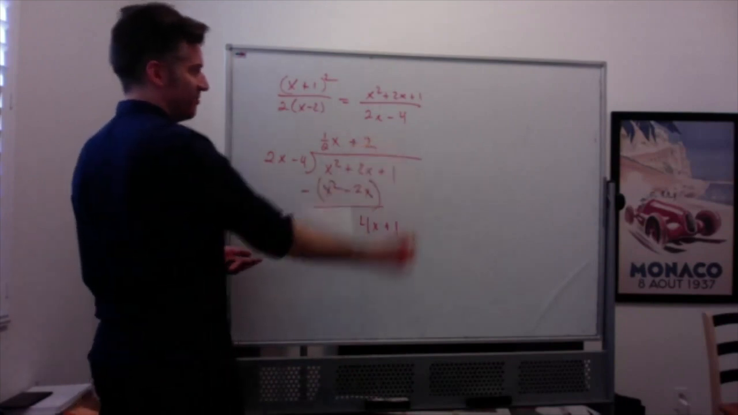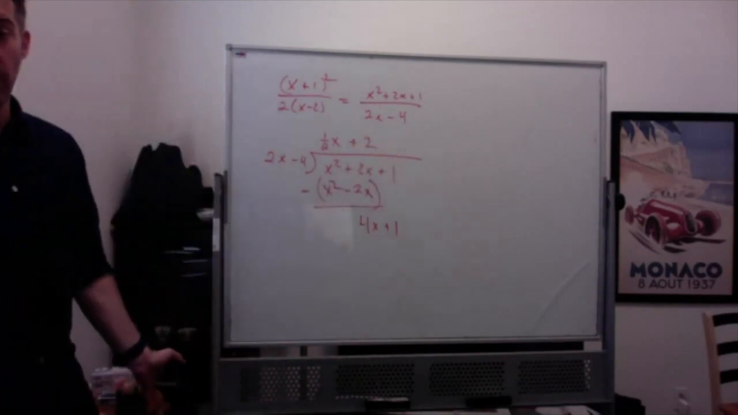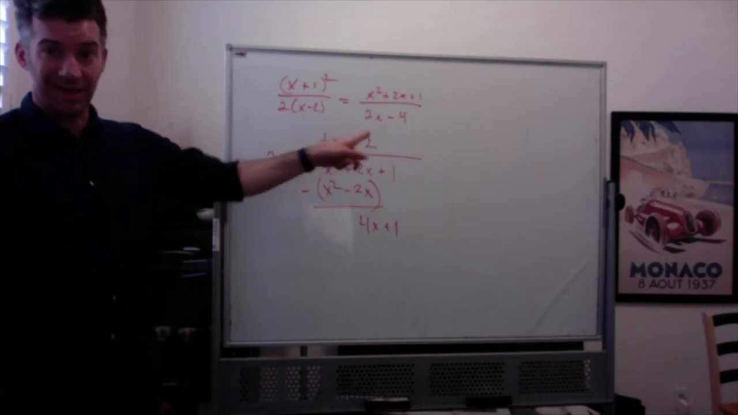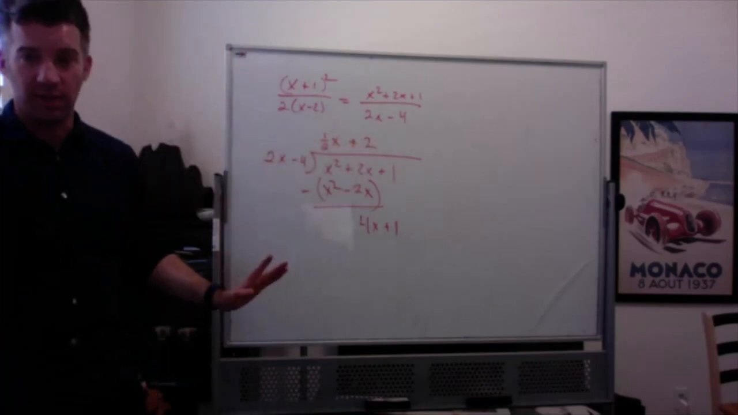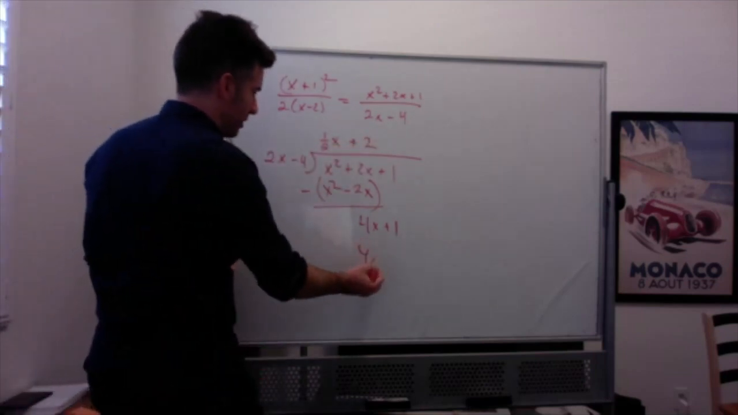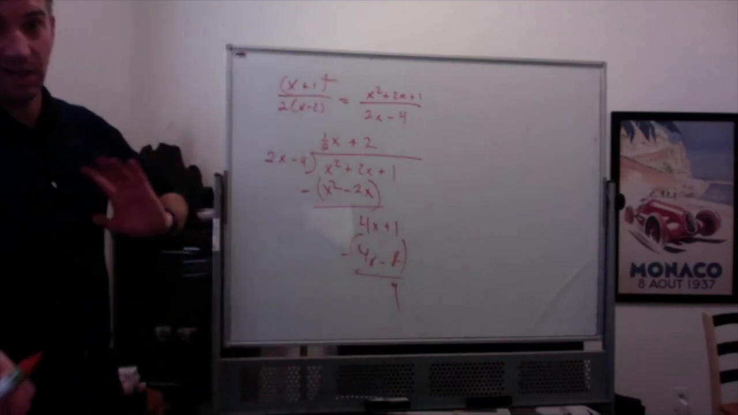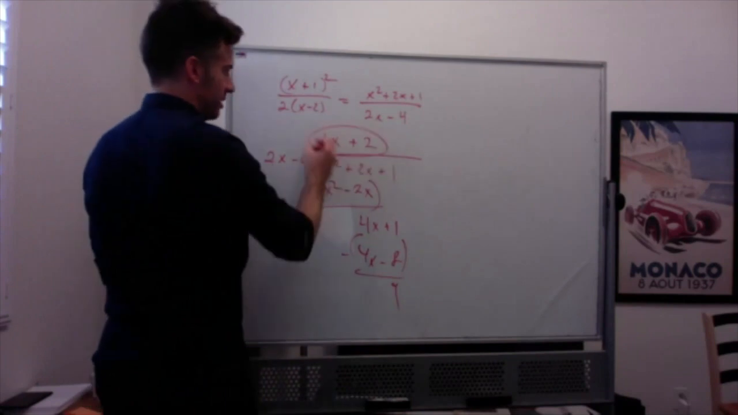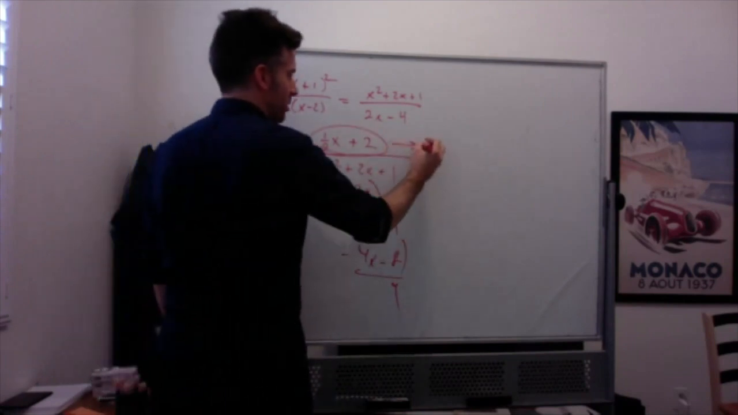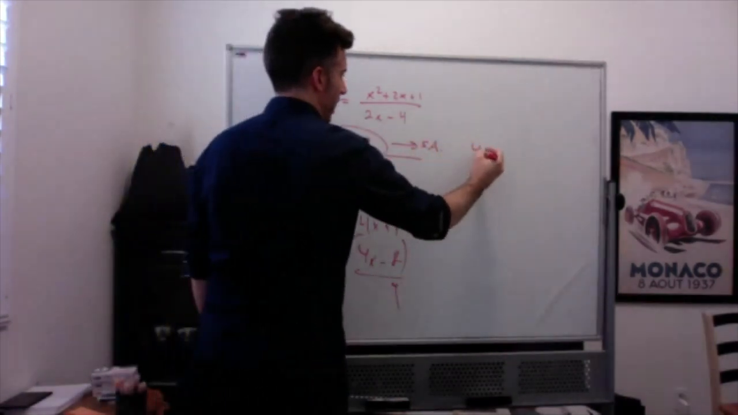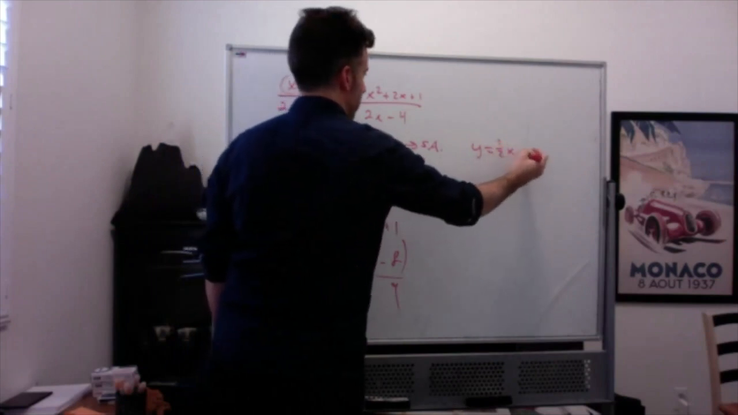Yeah, thank you. And then you can stop, right? Once you get that last part of the quotient, that constant term, you don't have to continue with the process. You don't have to be like, this is 4x minus 8, subtract, and you get 9. Right? That is not necessary at all. All we need is this. So our slant asymptote is y equal to 1/2 x plus 2.